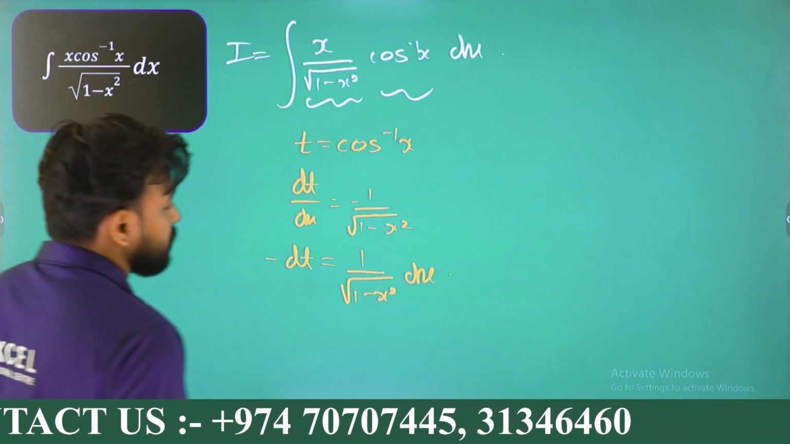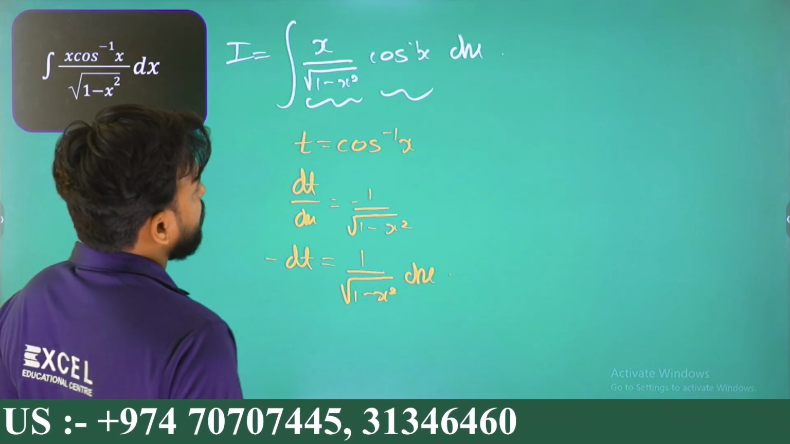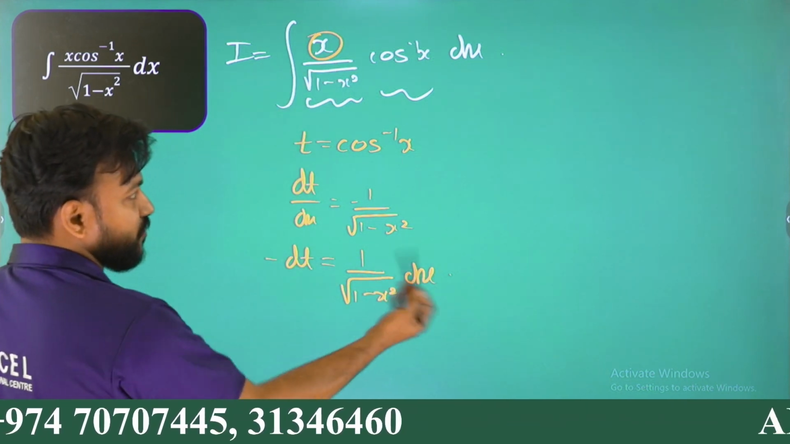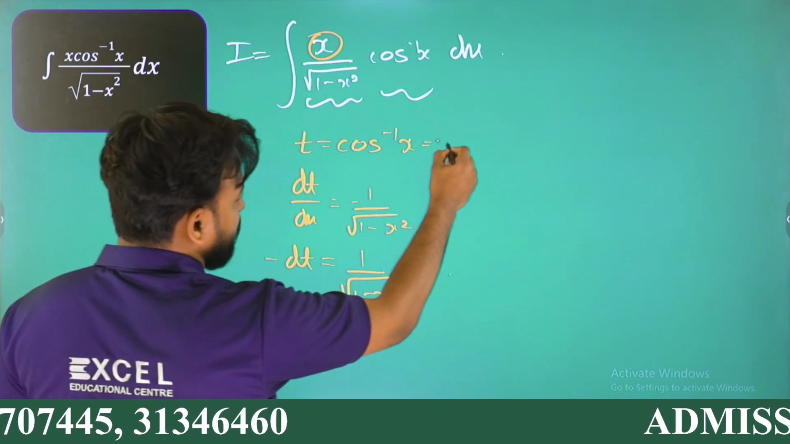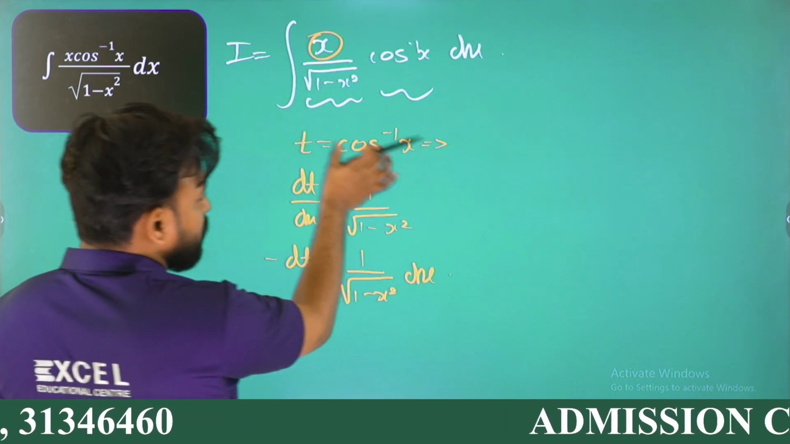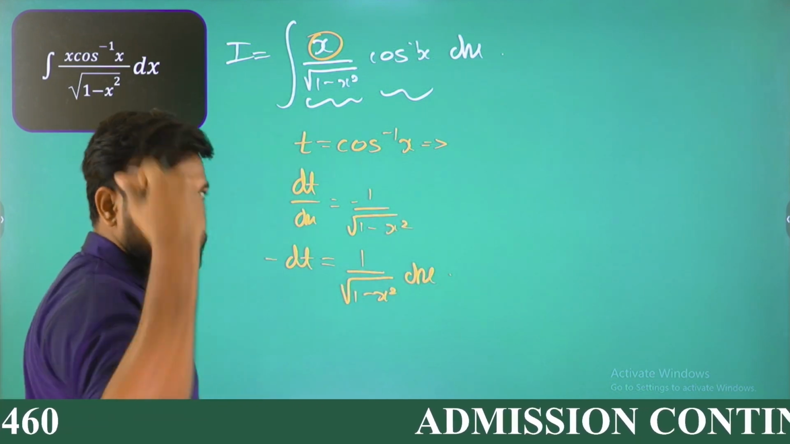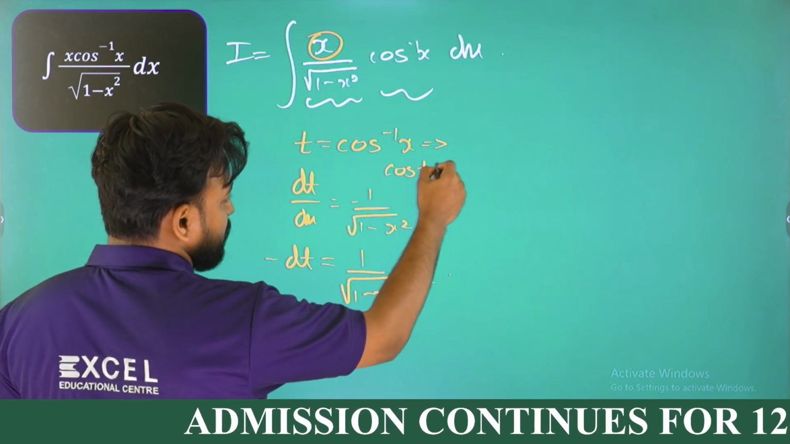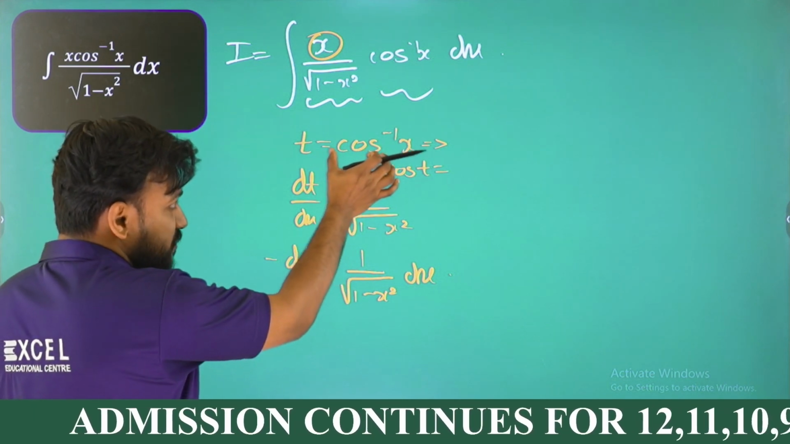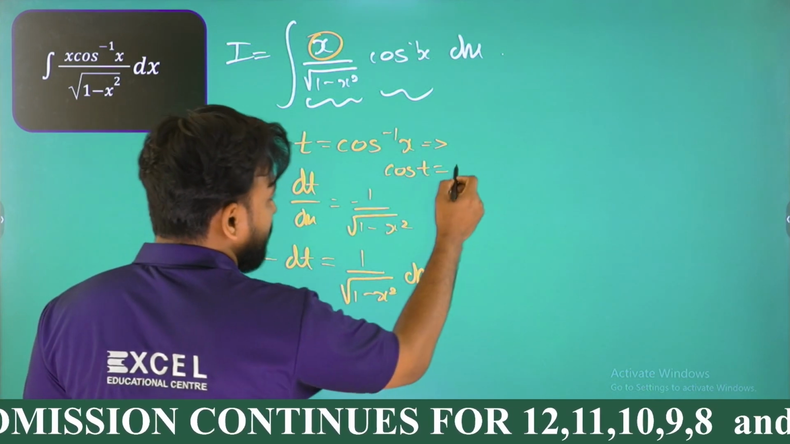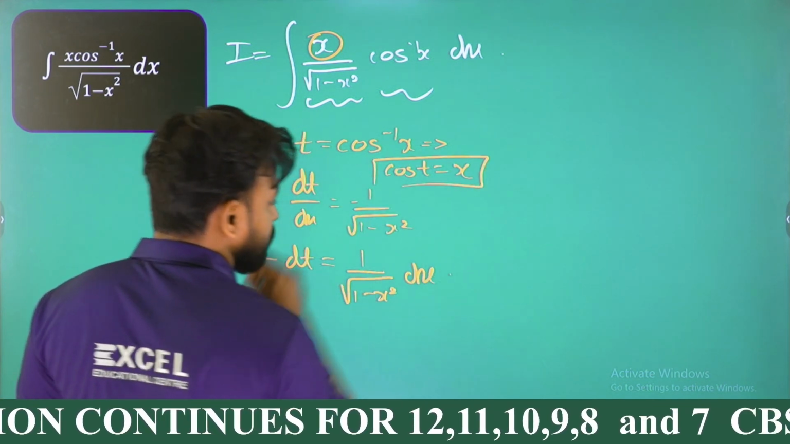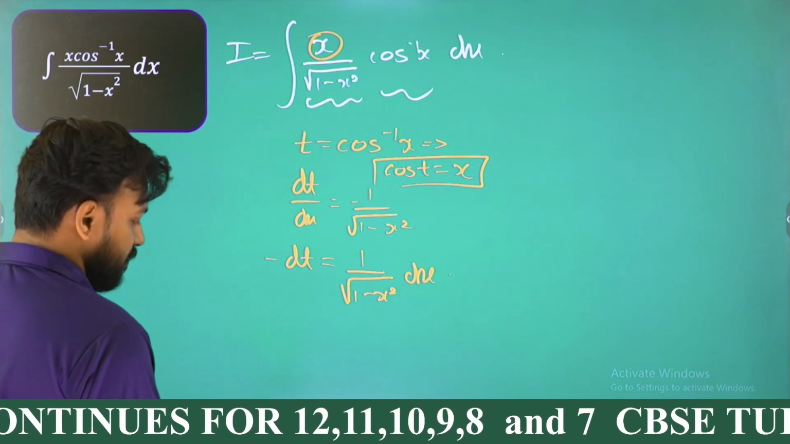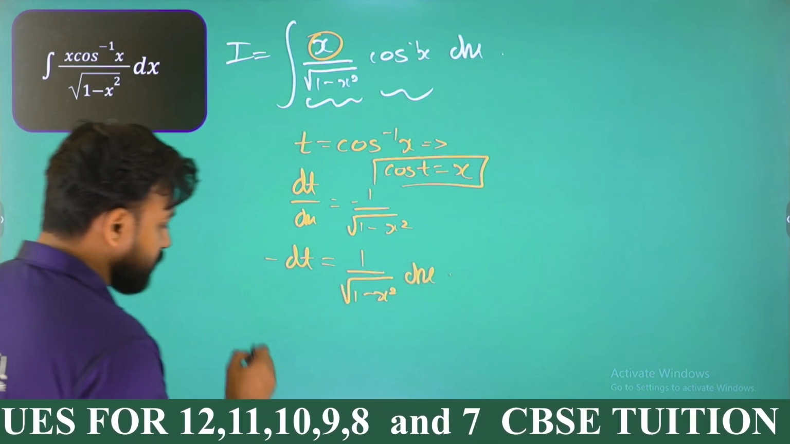Okay. Then we need x, but here we don't have x. But you can build x from here. How? You can take this cos inverse to this side. Our last session was about inverse trigonometry. If you are not getting this idea, you can take this cos inverse to this side. Cos t will be equal to x.